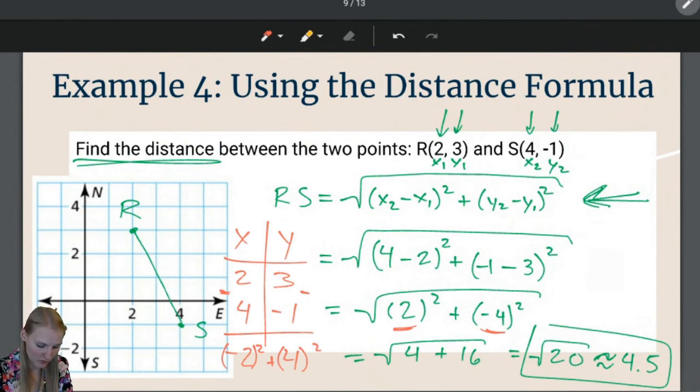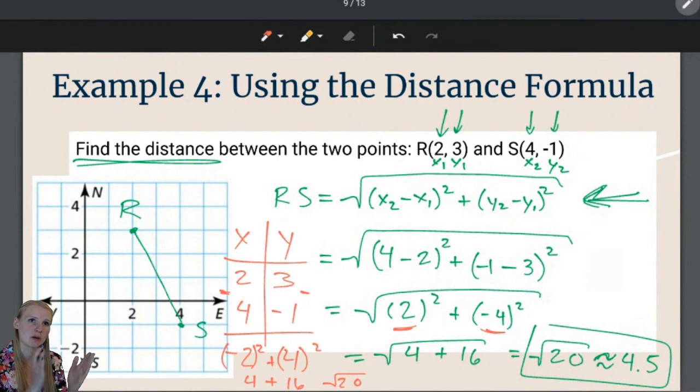Negative 2 squared is 4, plus 4 squared is 16. So see, these are the same thing. And then when you add that together, you get 20, and you take the square root of it. And that's way number 2.